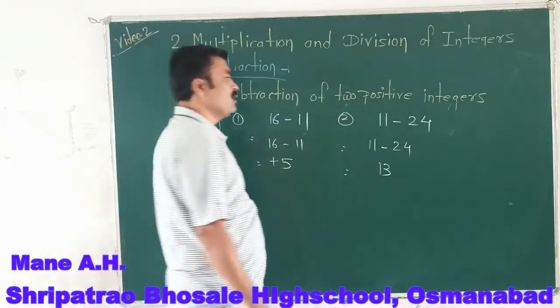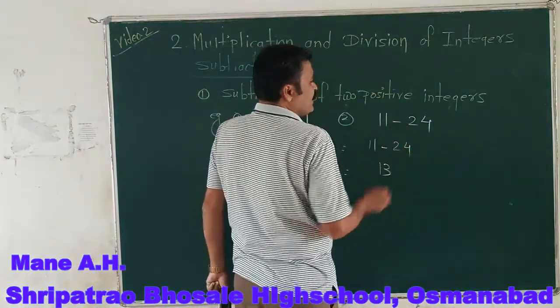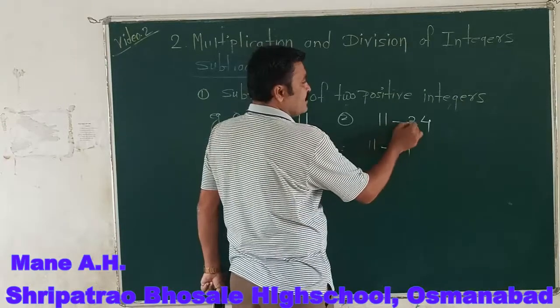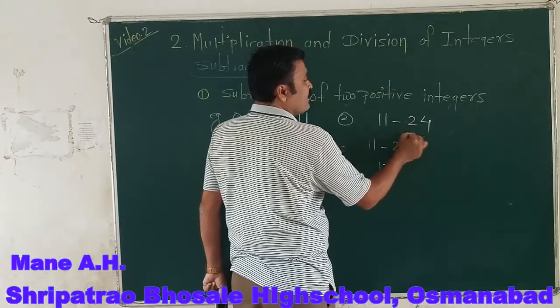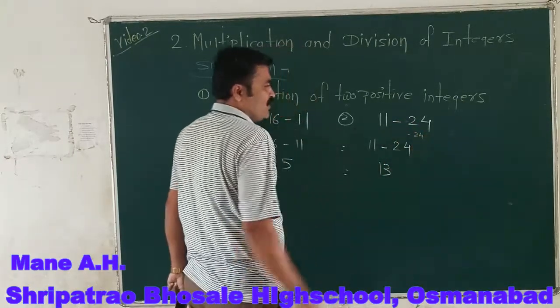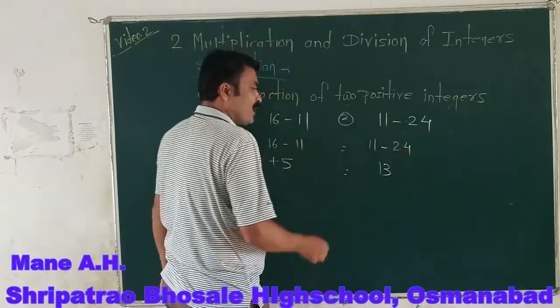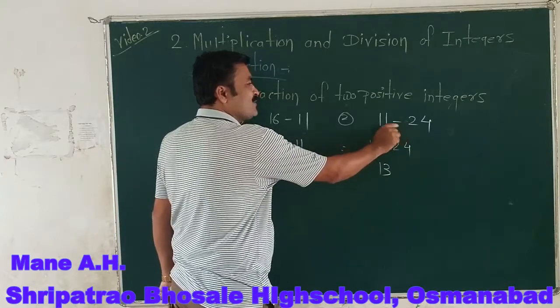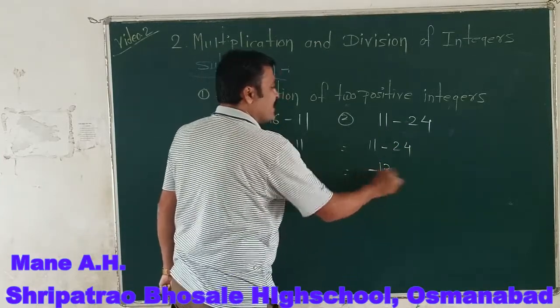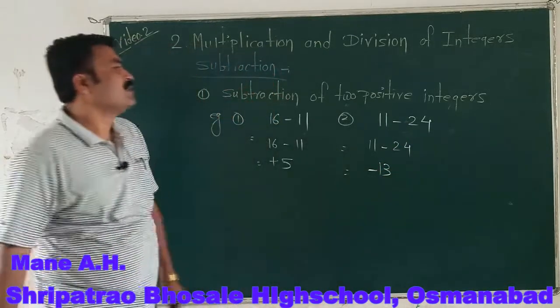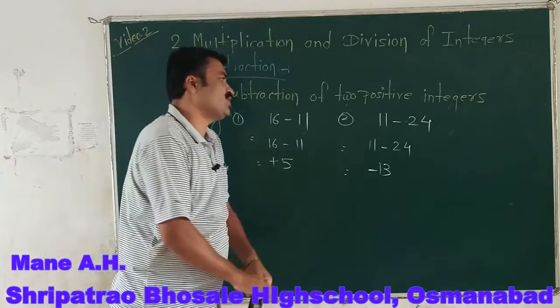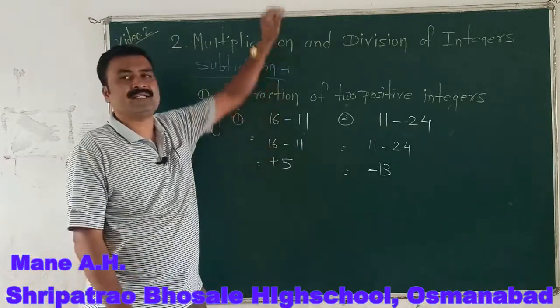whether a plus sign comes or a negative sign comes. That's important here. Due to the minus sign, this plus 24 is always converted into minus 24. So this 24 is presently in the negative format. This 24 has more magnitude, so we attach this minus sign here. So 11 minus 24 comes as minus 13.